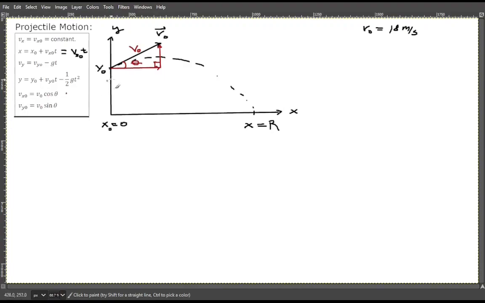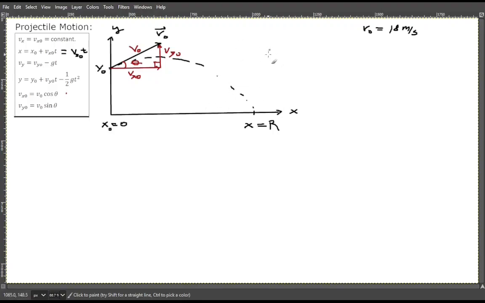So the cosine will pick out the x part. This will be vx0 right here, the length of this side of the triangle, and that's the hypotenuse times the cosine of the angle. And then vy0 will be the vertical part, or the side opposite to the angle. Here's the side adjacent, vx0, here's the side opposite, vy0. vy0 is v0 sine theta. Okay, so we got that, but what are we looking for here? We're looking to find v0. So how are we going to do that?